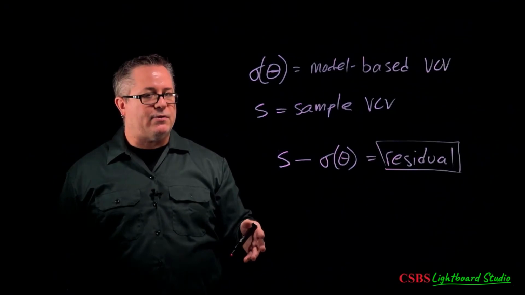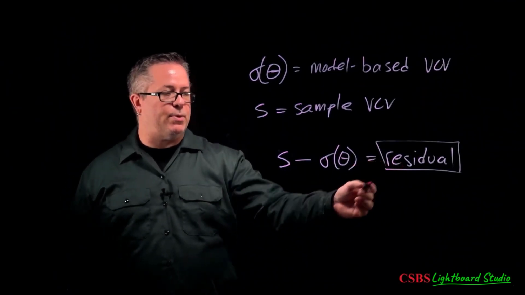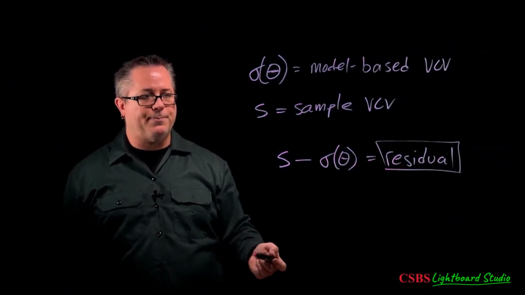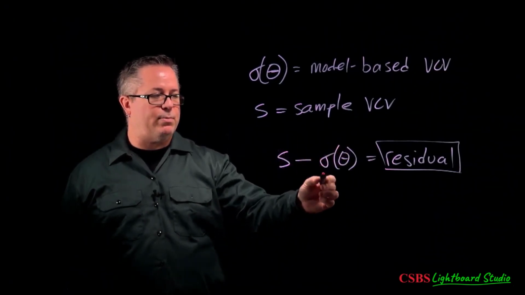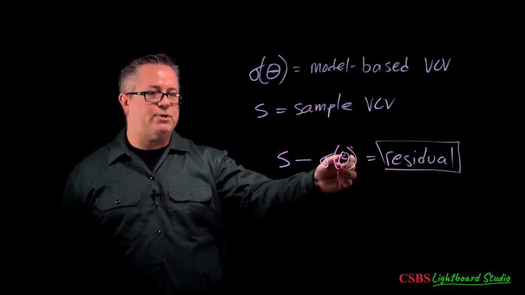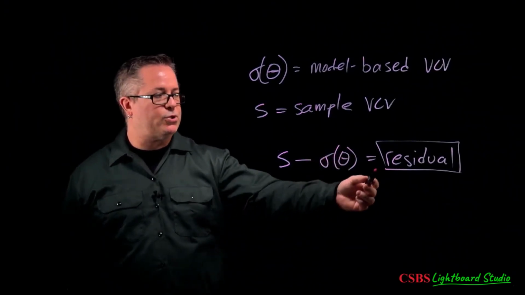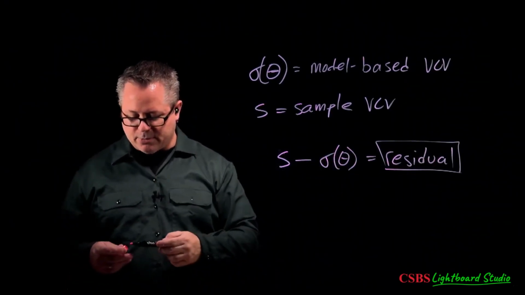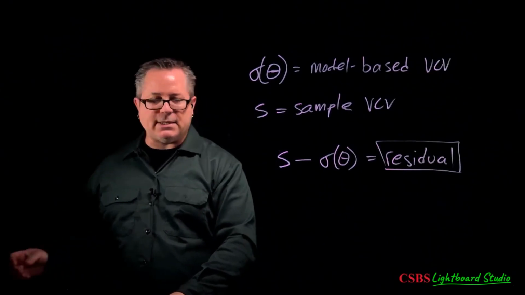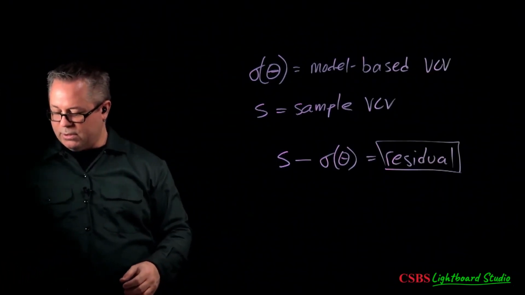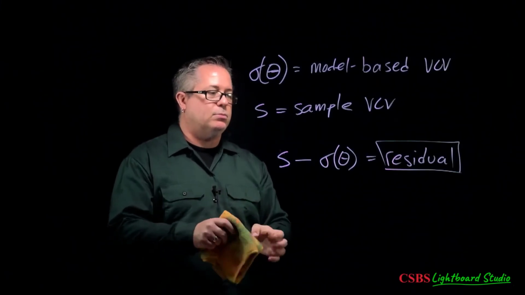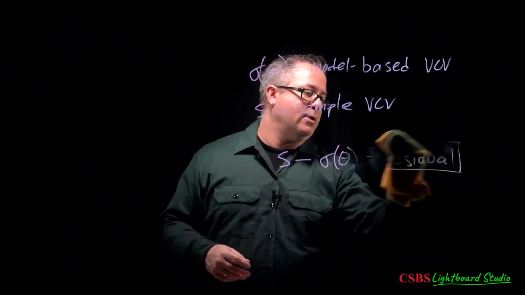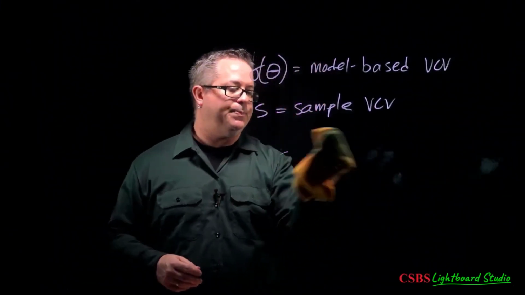That's not going to happen necessarily, but we want the residuals to be as small as possible. With me so far? So this is our sample. This is the model-based variance covariance matrix, and we want to try to make that as small as possible. But how do we actually test it? We can just look at it and say, oh, it looks small. Looks like the numbers are all pretty small. But we actually want to be able to test to see how well it's done.